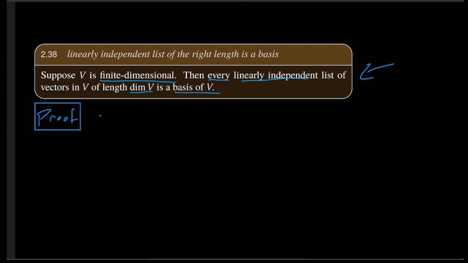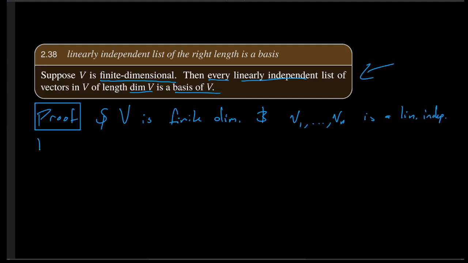So here's the idea. Suppose V is finite dimensional, and V1 through Vn is a linearly independent list in V. Suppose further that dim V is equal to n. That is, suppose that this linearly independent list has the length of a basis. All right, basically what we're going to show right here is that it's not the case that some lists of the right length are bases and some of them aren't. Every single linearly independent list of the right length is a basis.